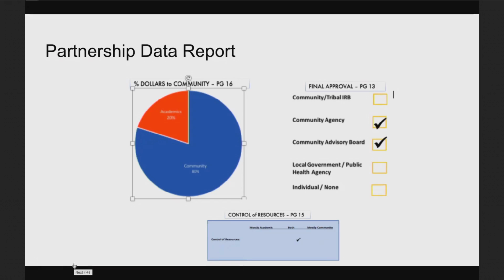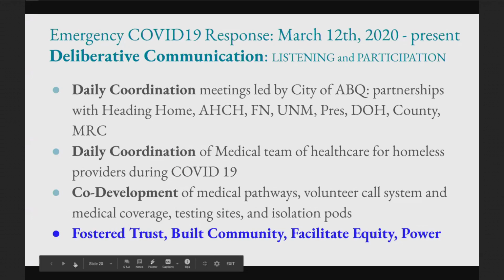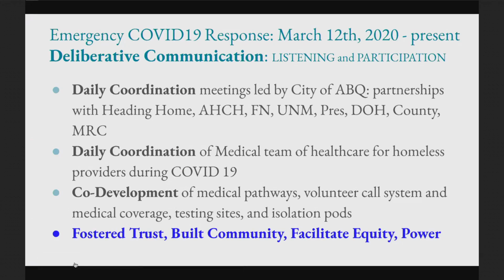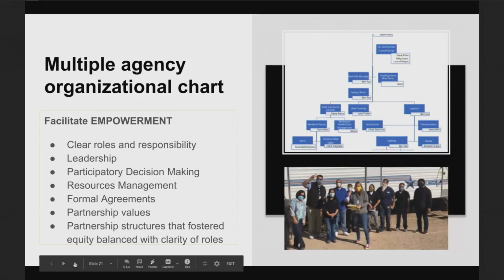What we really were driving towards was, let's look for something simple that communities don't need universities to do. They can do it on their own, right? So what we did was simple things. We listened to each other, we coordinated daily, we fostered trust and built community, and facilitated equity and power.